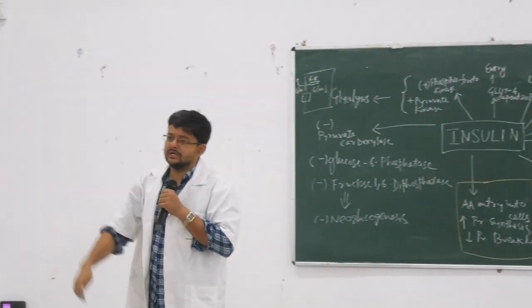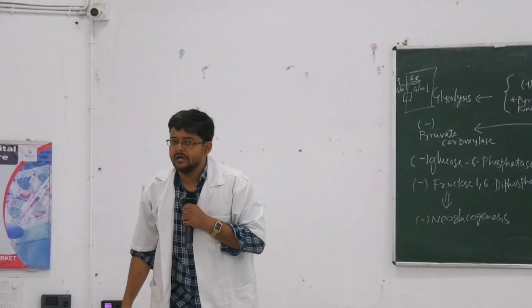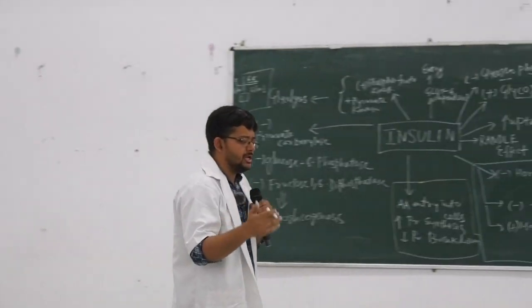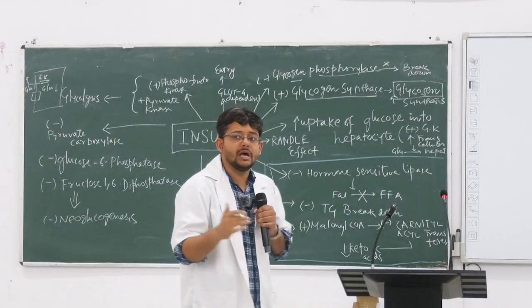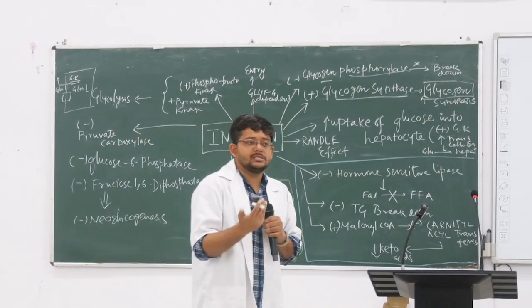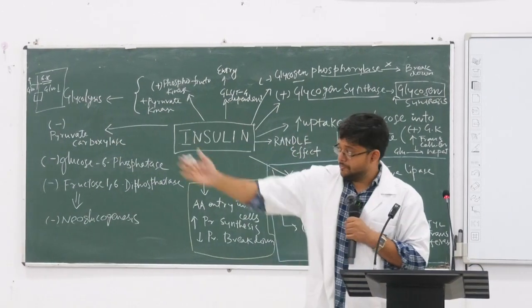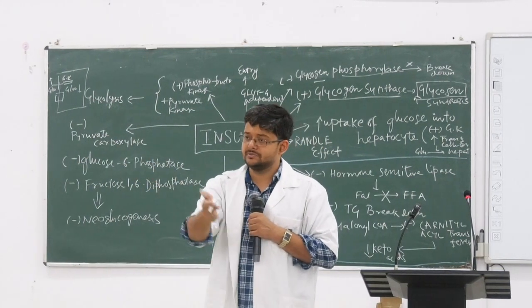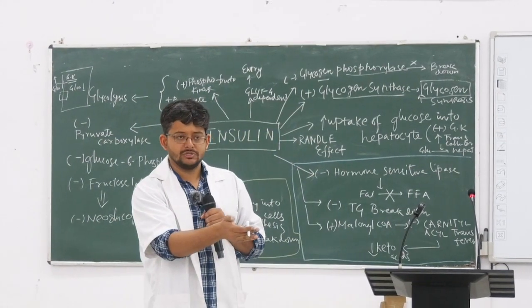Next, insulin inhibits glycogen phosphorylase. Glycogen phosphorylase is the very important rate limiting enzyme in glycogenolysis. So what does glycogenolysis mean? Glycogen breakdown is happening. Like breaking the FDs in the bank and withdrawing money from the bank.